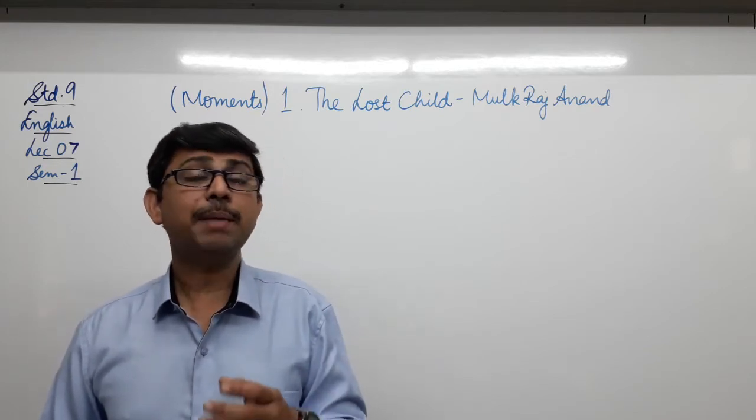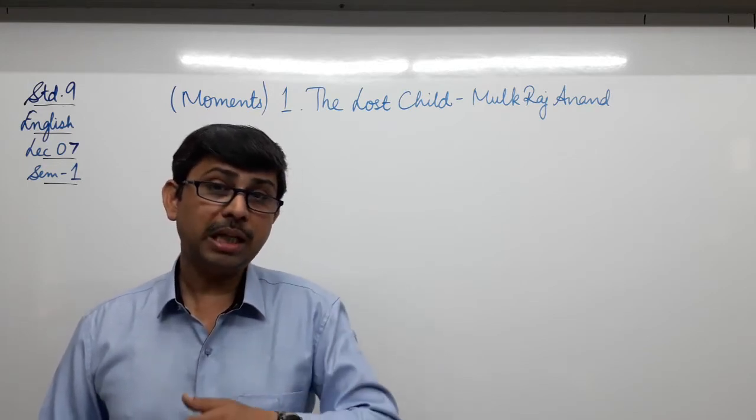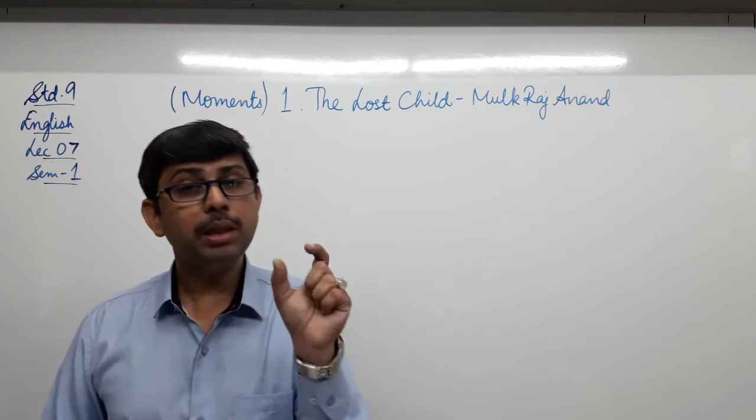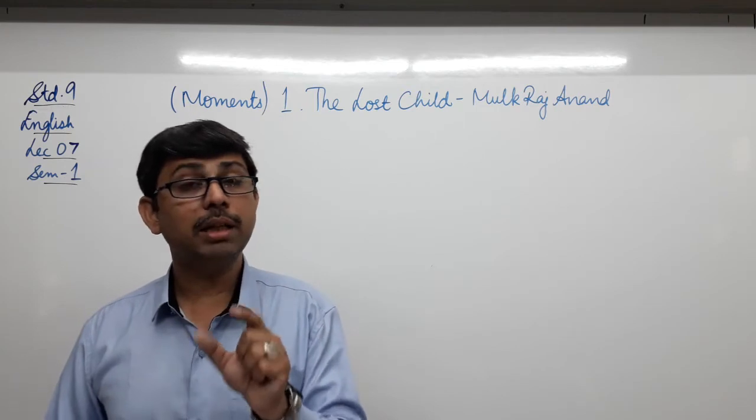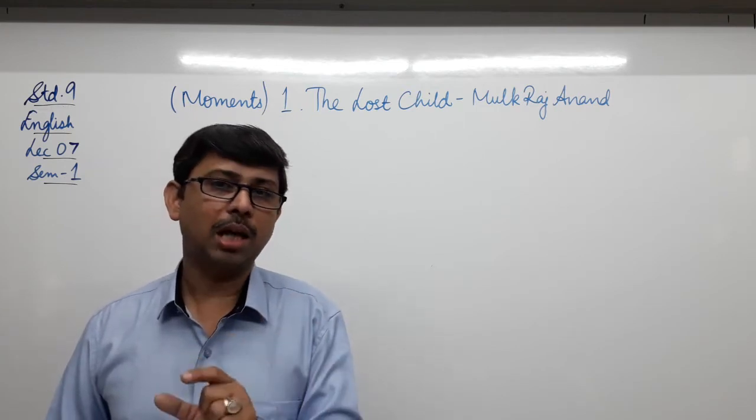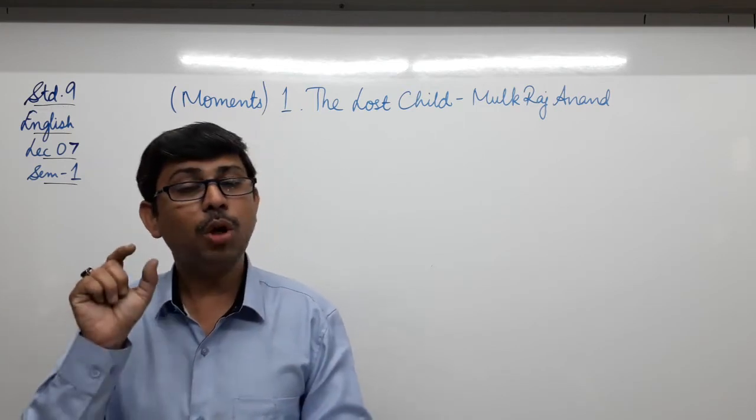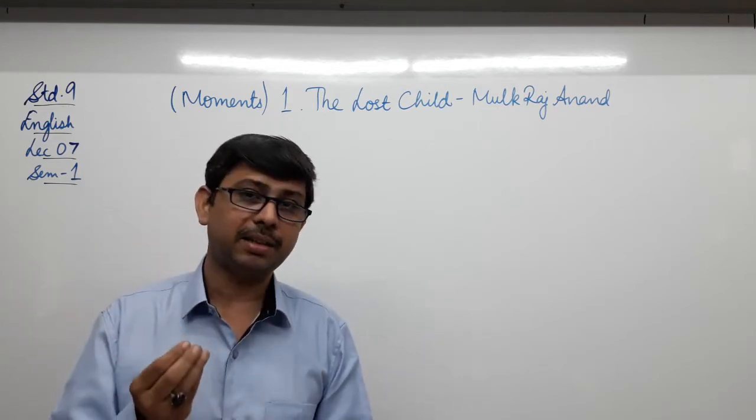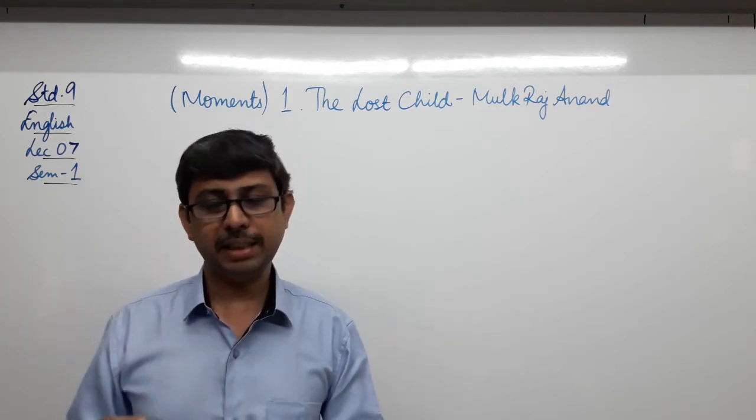All these types of questions immediately emerge in our mind when we read the title, The Lost Child, written by Mulk Raj Anand. The name of the author also immediately suggests that it is none other than an Indian writer. So Mulk Raj Anand is an Indian writer.